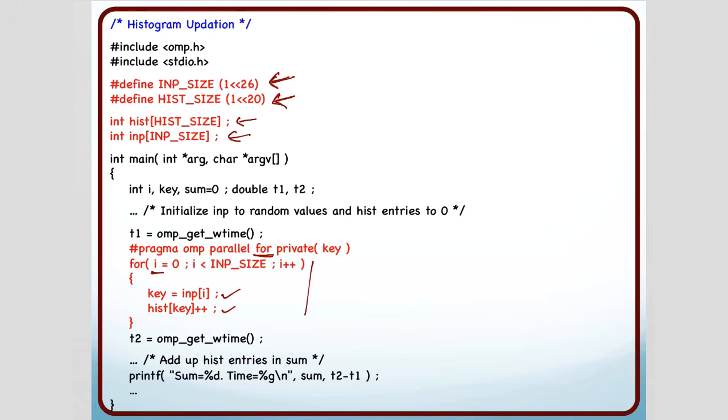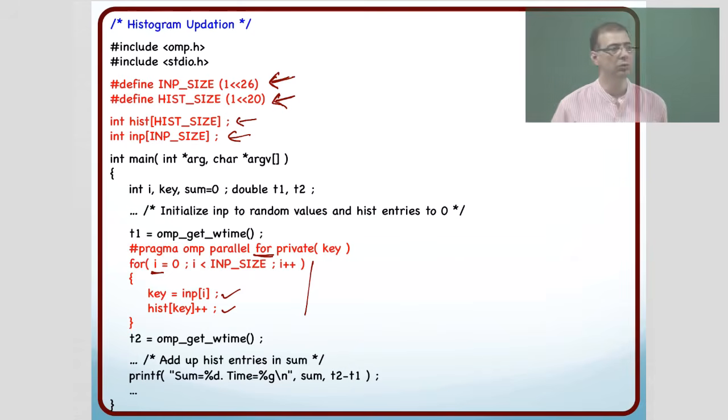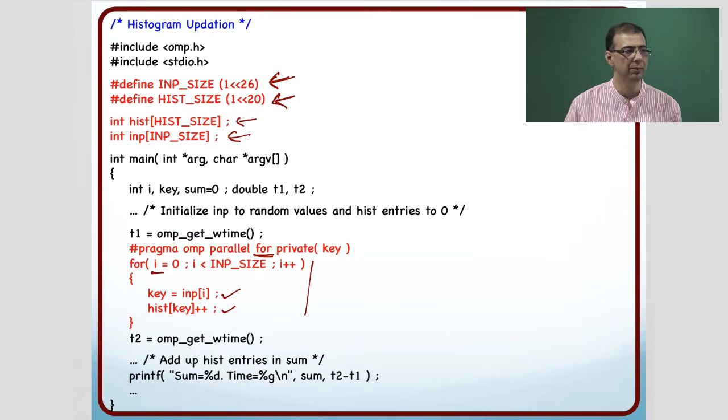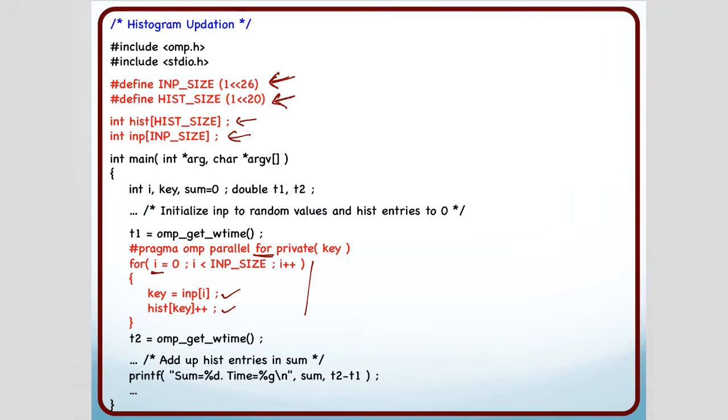So what is the issue here? Do you see any issues? If two different threads read the same integer in the input, they may be at different locations, but if that value is the same, then they will have the same value of key. And then they'll go and try to update the same histogram entry together, and that will cause a race condition.